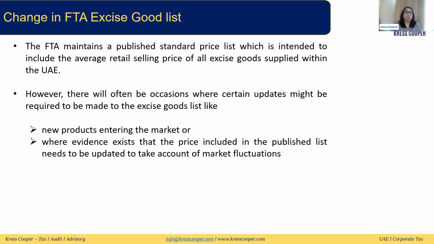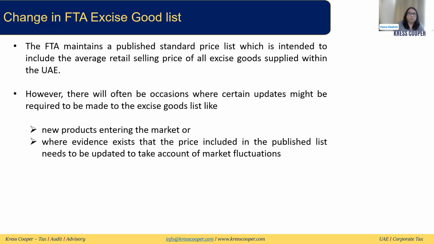Now there can be two cases. One could be that the product that you want to import or produce is not there on the FTA excise good list. Or it could be that it is there in the excise good list, but the price currently reflected on the FTA excise good list is not the one in the market reality. The market is different because of different fluctuations or reasons. The price might have changed. So you can make changes in the FTA excise good list, the standard list which is maintained by FTA.